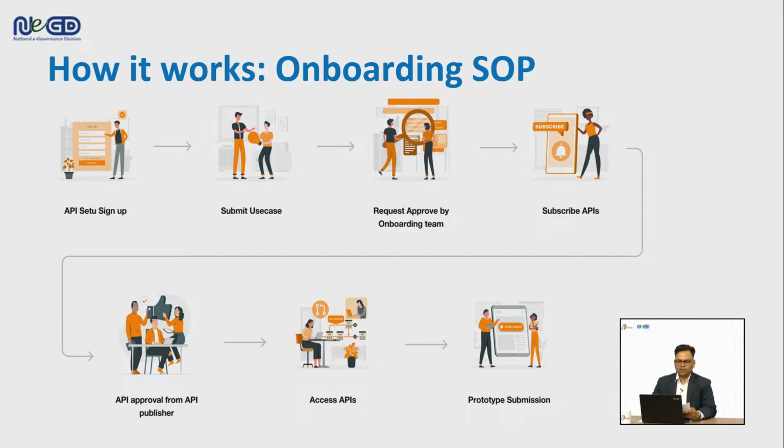As a standard operating procedure, once you subscribe to the API, you also have to obtain the permission of the API publisher. Once you obtain the permission, based upon the direction of the API publisher, we give the access for the APIs. Once you get access, you have to submit the prototype that you declared at the time of submitting the use case. Once it conforms to the original use case, we give approval, and you may go live with your innovative product.